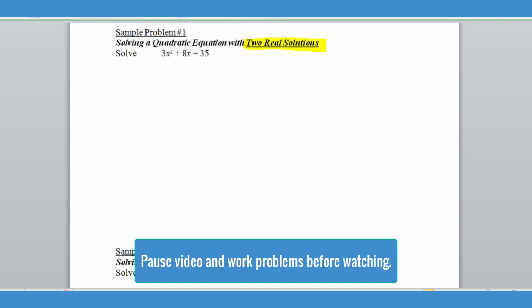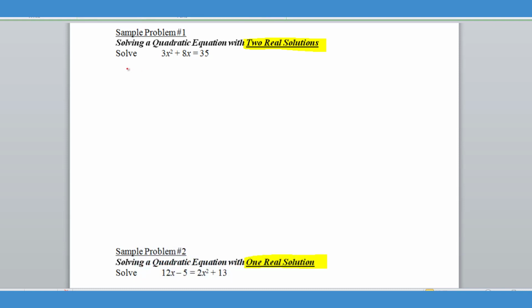So in each of these problems, the first thing that you need to do is put them in standard form, and so we have to get this 35 over to the left side, so 3x squared plus 8x minus 35 equals 0, and then I can say that a is equal to 3, b is equal to 8, and c is equal to negative 35, and this will help me set up my quadratic formula.